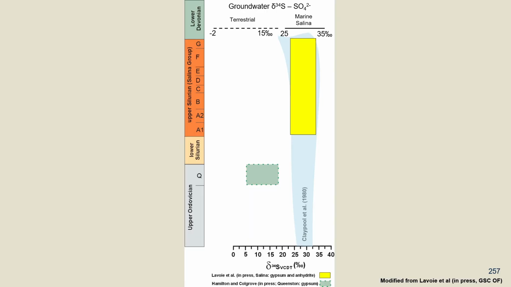So to summarize, in yellow, you have the range of sulfur isotopes from the sulfate in the Salina Group, which is between +25 and +30, normal marine. And in the groundwater, you also have a terrestrial component between -2 and +15, which is not present in the Salina evaporites. One potential candidate for supplying this type of isotopic values in groundwater is the Queenston Formation at greater depth, in which you do have gypsum of terrestrial origin.